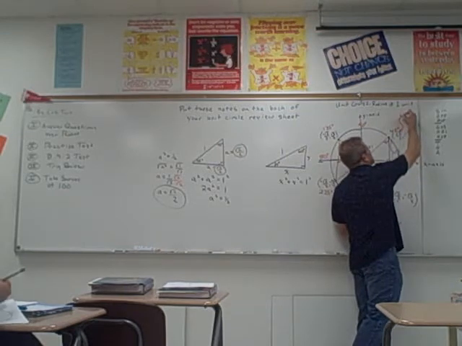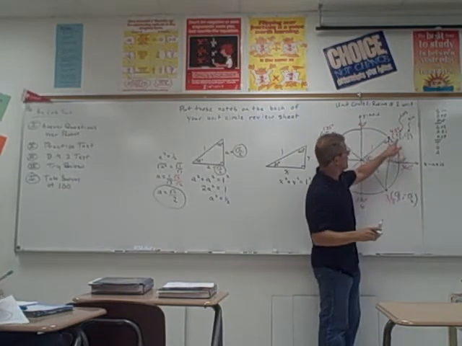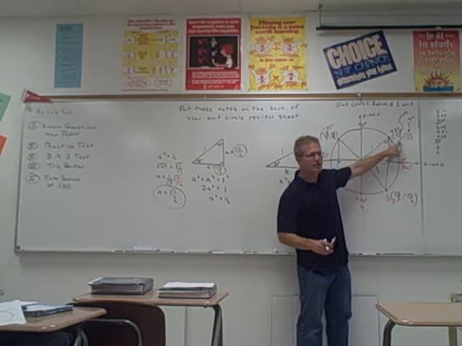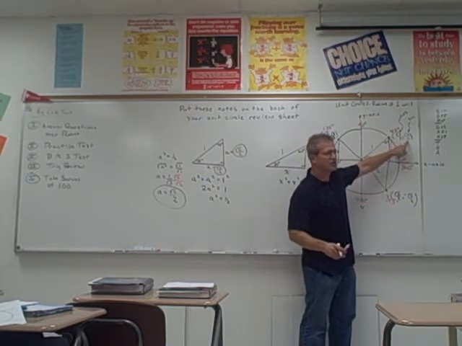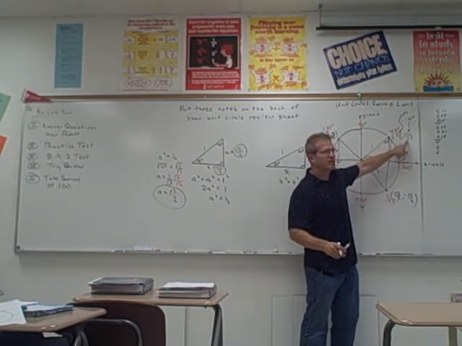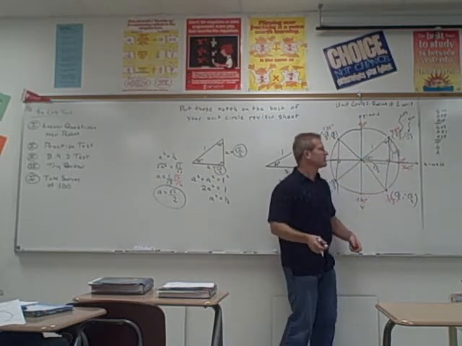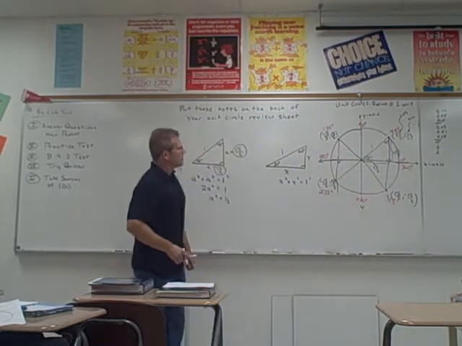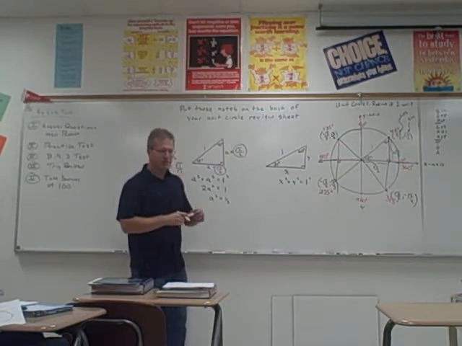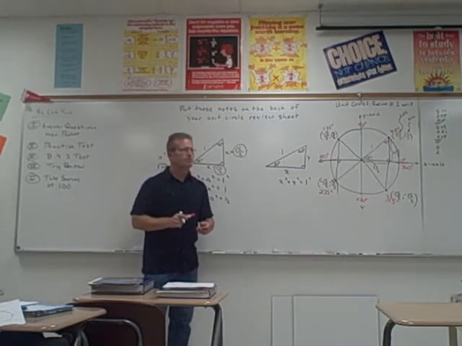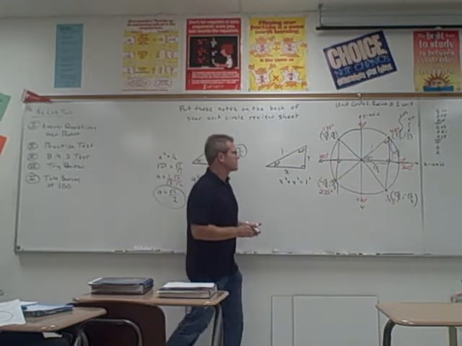So that's your cosine. So your x-coordinate is always going to end up being your cosine of your angle. Your y-coordinate is always going to end up being your sine of your angle. The reason is because when you put it over 1, you get just that x or y coordinate again. Any questions about that? About 6 more minutes. Okay.